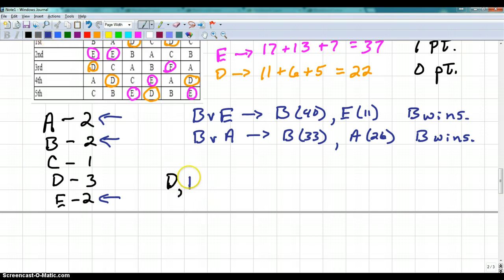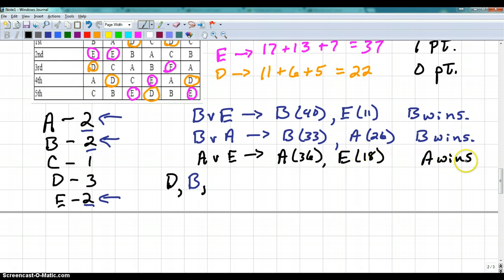Then B, since B is tied with E and A as far as the total number of points here, 2 points, but B beat E and also A in the head-to-head. So then next we're going to have to compare what A and E did, and if we look at A versus E, we'll see that A had 36 votes and E had 18 votes, so A wins. And that would mean that A would be next in line, then E, and then C. And that will be our order.